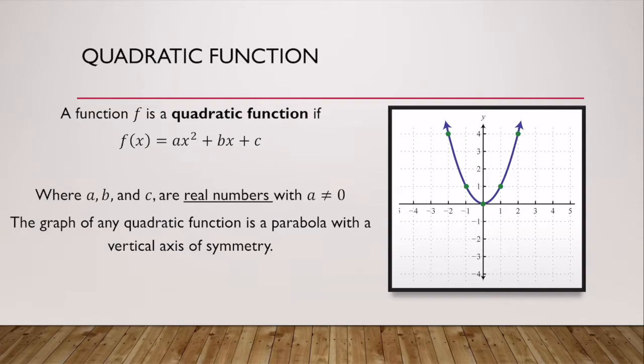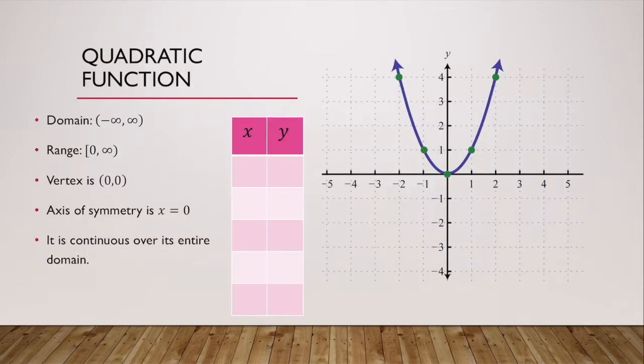So this example right here is y equals x squared. It's the squaring function, the simplest quadratic we could have. It does have a vertical axis of symmetry at x equals 0. Some facts about it: its domain goes from negative infinity to positive infinity. That's the domain of all quadratic functions. What changes is the range. For this squaring function, its range is 0 to infinity, with 0 included.